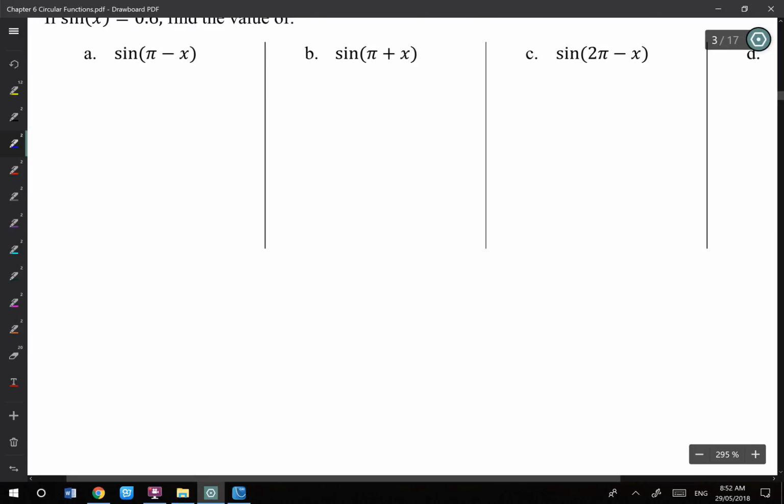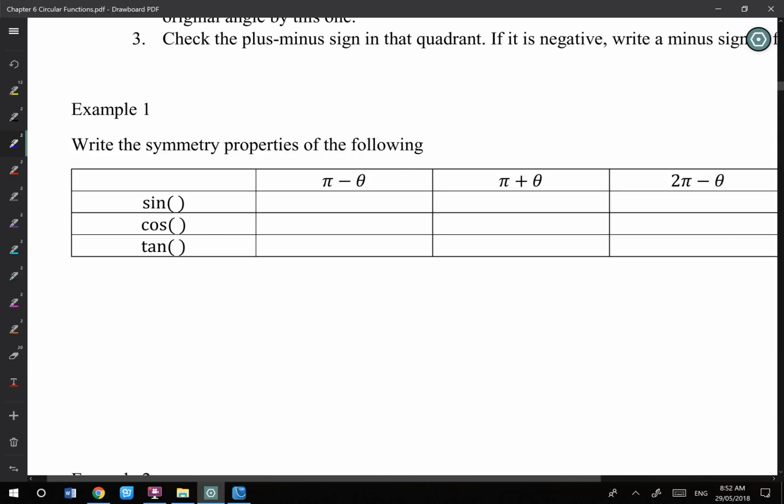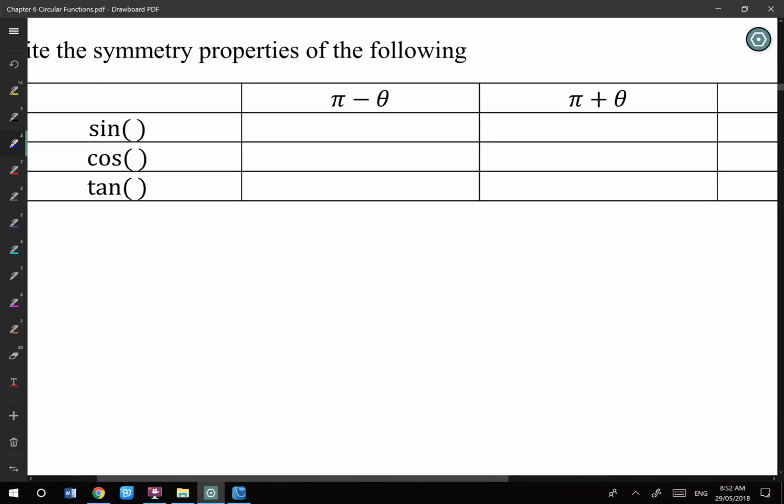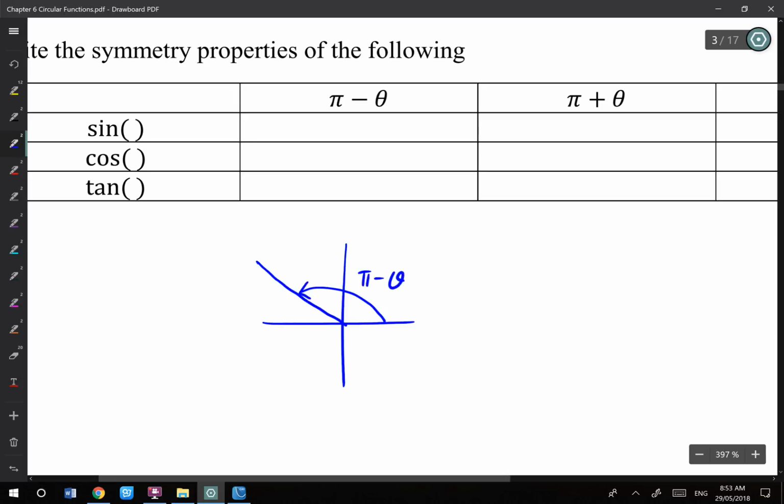Page 3. Okay, for page 3, well, we have the symmetrical properties. We never remember the symmetrical properties. We always see the graph. So think about where's pi minus theta. If theta is an acute angle, let's make the assumption, theta is an acute angle. Pi minus theta must be in the second quadrant. Okay, that's how I remember. It's not actually a proper proof, but that's how I remember that.